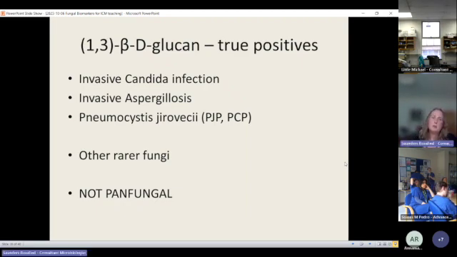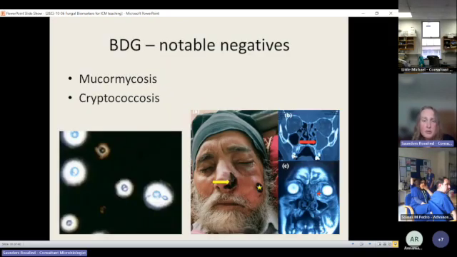So we'd expect true positives for beta-D-glucan in invasive candida infections, invasive aspergillosis and pneumocystis, and then the other rarer fungi that I listed on the earlier slide. In the literature, you might find something saying that beta-D-glucan is a pan-fungal marker. That is not true. It isn't in the cell wall of all of the fungi, and these are the notable exceptions.